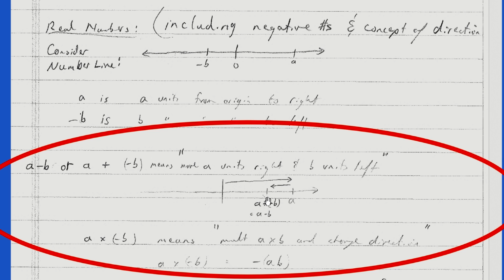Okay, easy. But what does a times minus b mean? Well, we know how to manipulate stuff because we learn how to crunch problems, but what does it actually mean? What's it doing for us? Well, a times minus b means multiply the quantities a and b, so the 5 and the 2, for example. But the negative changes the direction. So the result is negative of a times b.